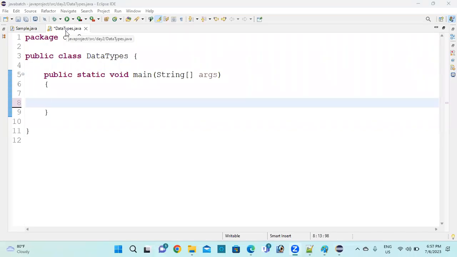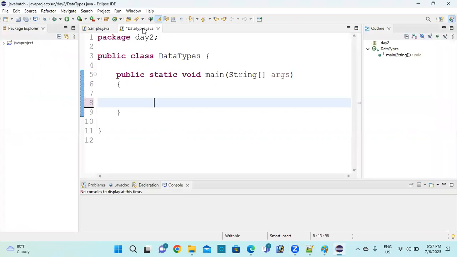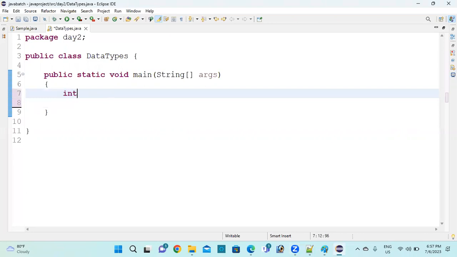So double click on this file name. You will get the window, it will be small. The window will be maximized. Okay, like that. Now the operators. In the operators, I am going to tell you the first one.